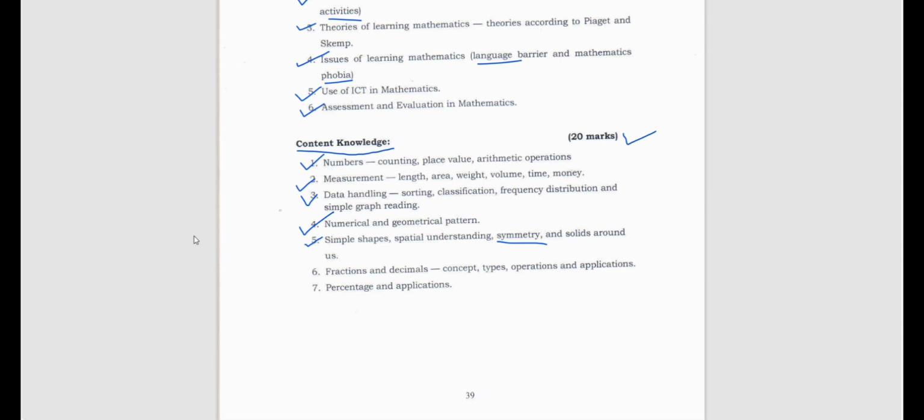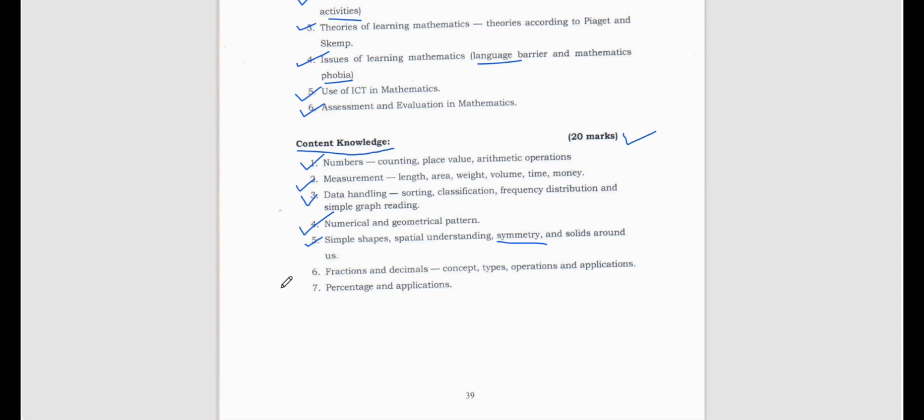Symmetry means, which you can superimpose, which means if you overlap one with the other, it should completely cover the other. You have also studied about symmetry. If you are from science background, you have studied symmetry in class 11, right? Very well you have studied there. Then solids around us, you have to study about different type of solids, right?